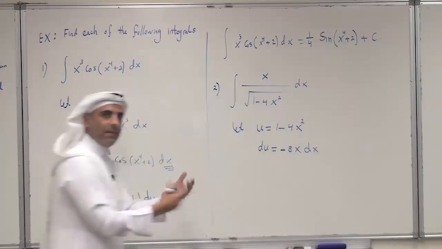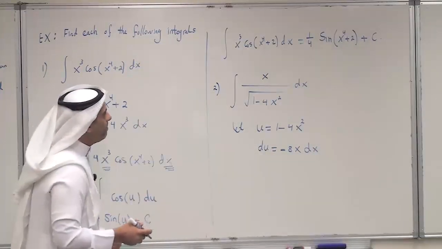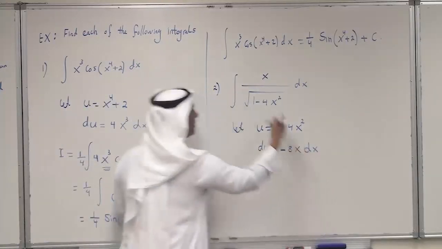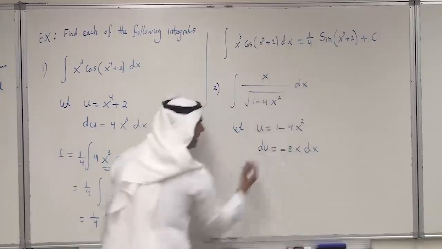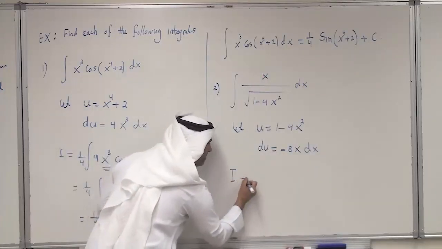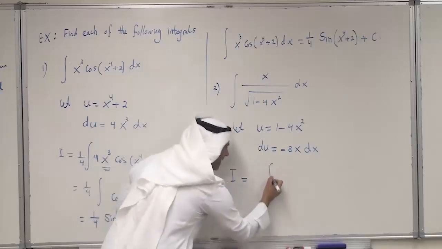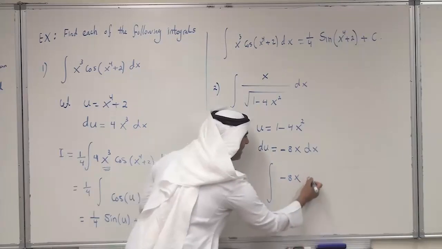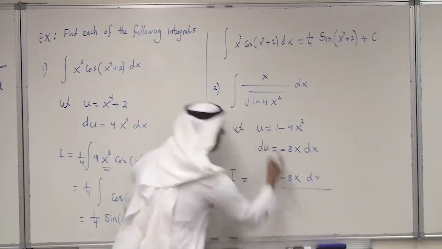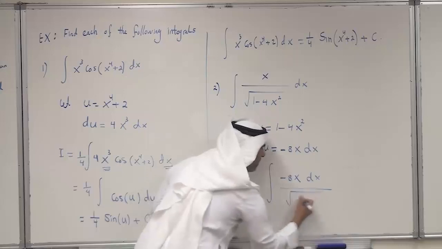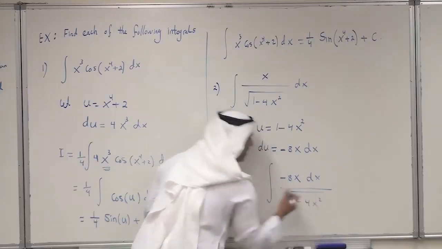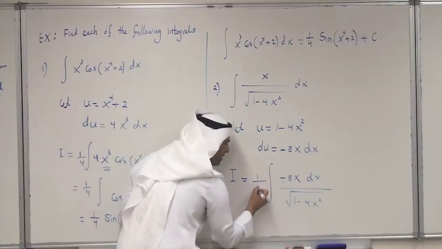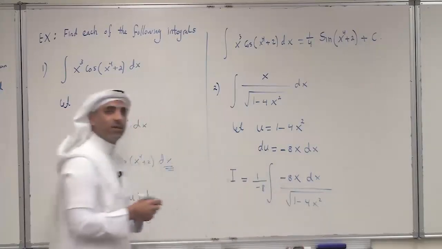Let us see if we can get a better form than the original integral we have. Okay, I need minus 8x dx. Do we have it here? We have x dx, so we can easily modify it before we go and substitute. I need minus 8x dx. That's not a big deal. I can multiply by minus 8, so I have minus 8x dx divided by the square root of 1 minus 4x squared. Okay, but I multiplied it by minus 8, so I need to divide by minus 8 outside. So I have an equivalent expression.